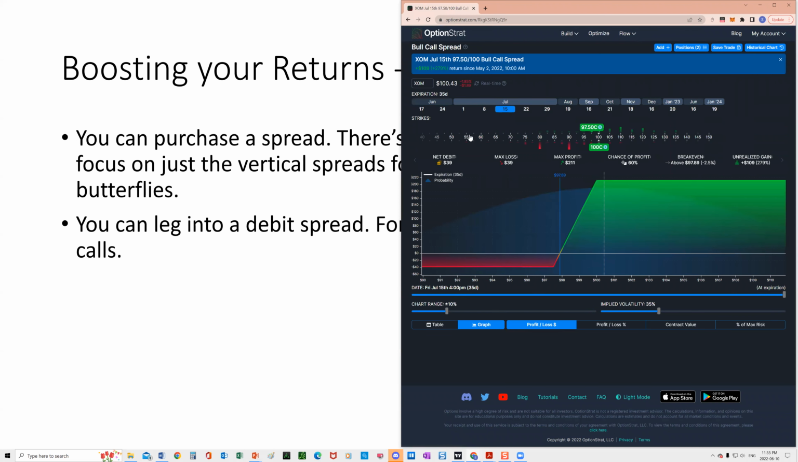But by doing that, I was able to, right? It cost me 39. My max profit's 211. So as long as I continue with this and it stays above $100 by July, my total return would have been 541%. Now, mind you, if at the beginning of May you would have bought just a regular call, you probably made more money, but your percentage return might not have been as high.